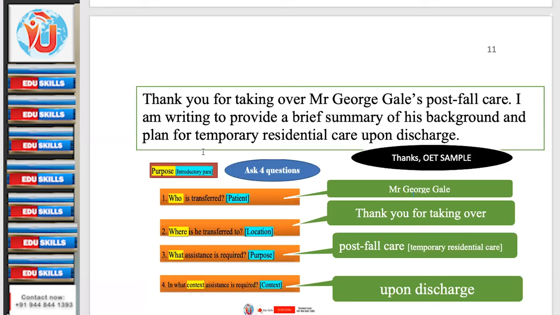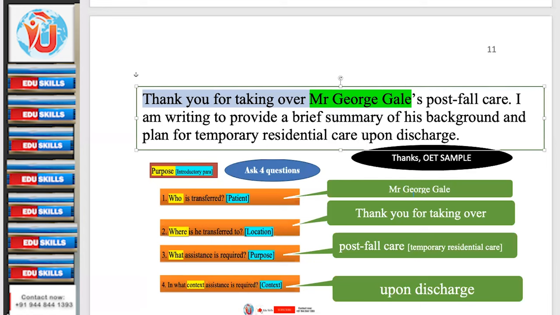Now, four questions. Who is transferred? Mr. George Gale. It is given here. Who is transferred is given in this paragraph. Where is he transferred to? Thank you for taking over, which includes that he is transferred to your facility. The language is different.